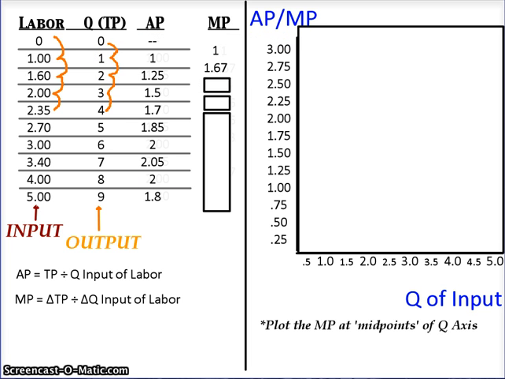Therefore, if we do the math correctly, again, look at the bottom for the equation, we get 1.67. Here we change from 1.6 to 2, that's a change of 0.4, and we go from 2 to 3, that's a change of 1. If you do the math correctly, you wind up with 2.5. We go from 2 labor to 2.35 labor, that's 0.35 of a change. Output is yet again a 1 unit output. Boom, we have 2.86. Go ahead and pause the screen and calculate the remaining column.